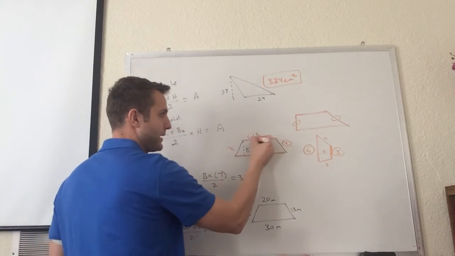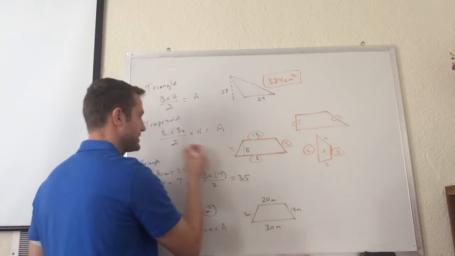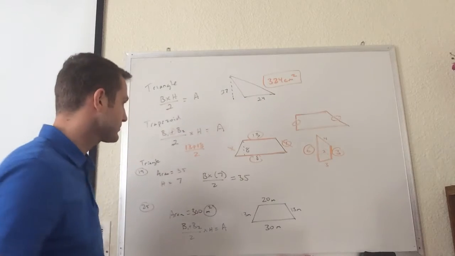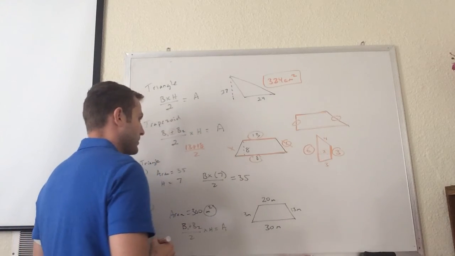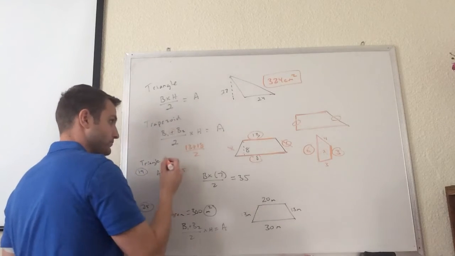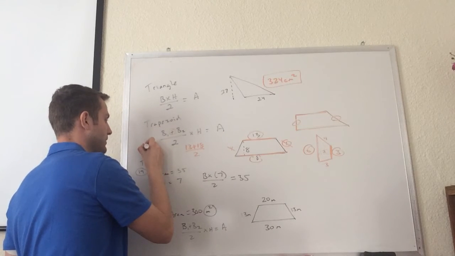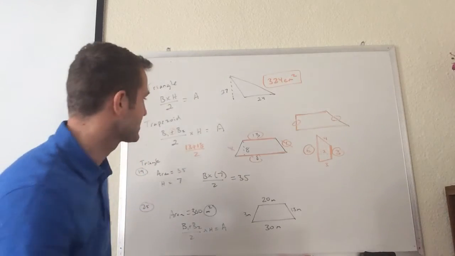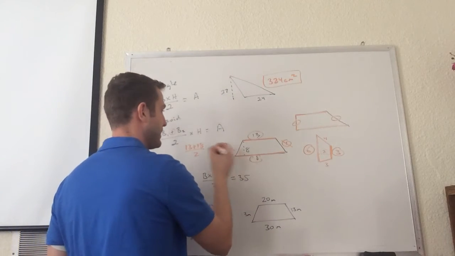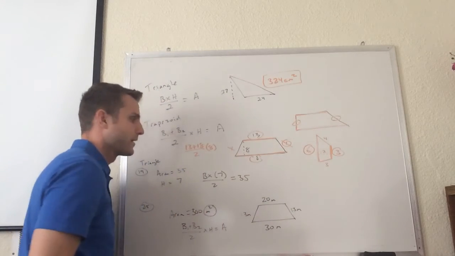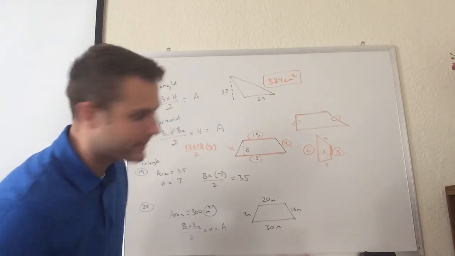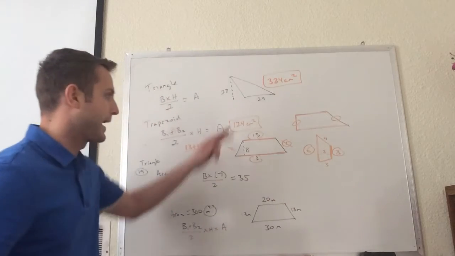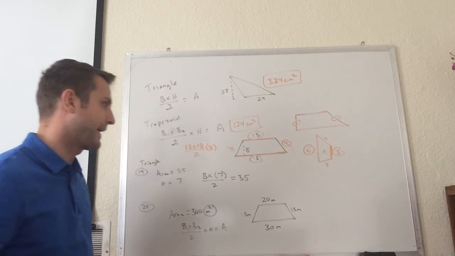So for this one, these are my bases, not this or this, the parallel sides. I'm going to add those together: 13 plus 18 divided by 2. So that's going to be 31 divided by 2, and then I'm going to multiply that by my height, which is 8. And when I get that answer, it will be 124 centimeters squared. So I add them together, divide by 2, and multiply by my height.